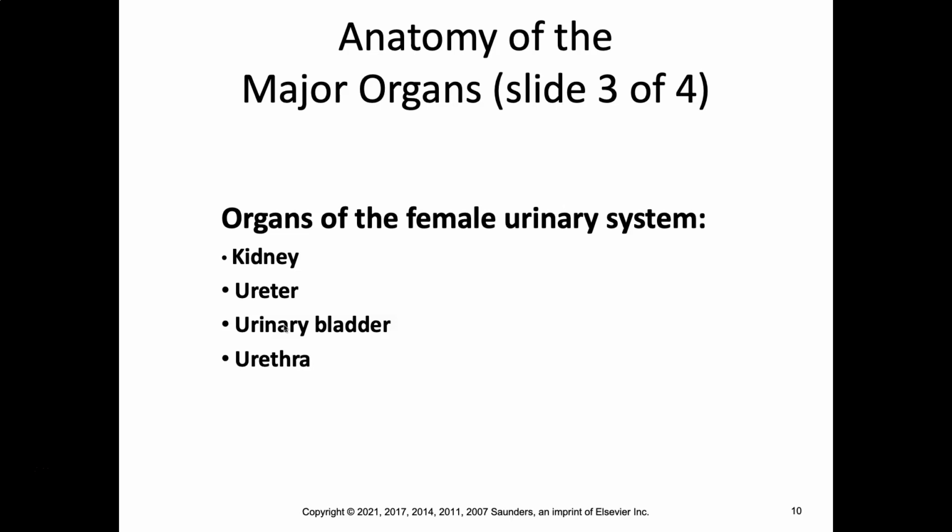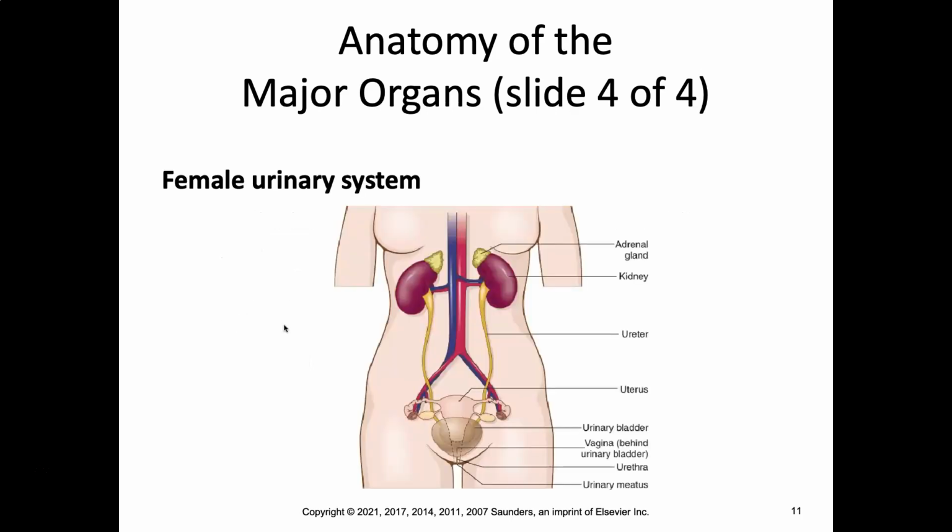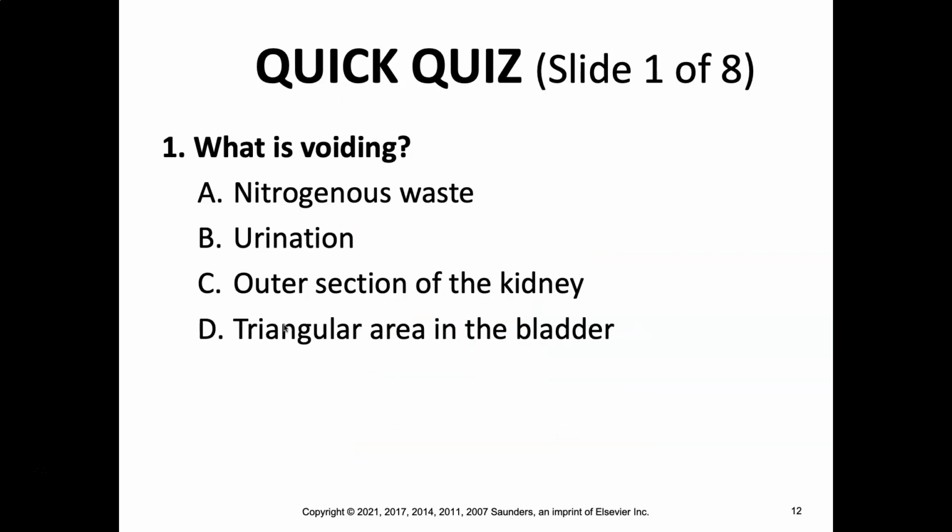Same thing with female, kidney, ureter, urinary bladder, urethra, but it looks different in the sense of, again, the reproductive organs and how they all fit together. You have your adrenal glands, your kidney, ureter, and all of that. But this way you can see how the uterus and some of the other structures fit with it. What is voiding? Well, voiding is a verb. So hopefully that will help you with figuring out what it is.